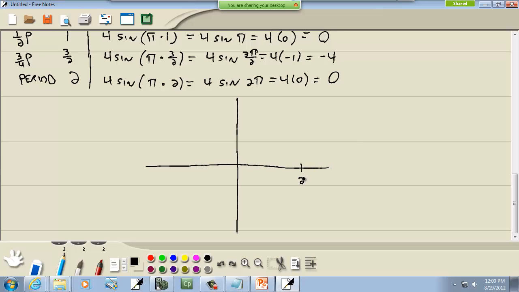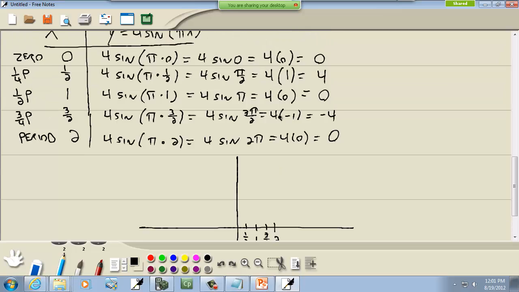Okay, so here's 2. Still not there. Let's try it again. Here's 2. And then this will be 1. Boy, this isn't going to be real good. 1/2, and then 3/2. Now I'm not writing that real small just so you can't see it.